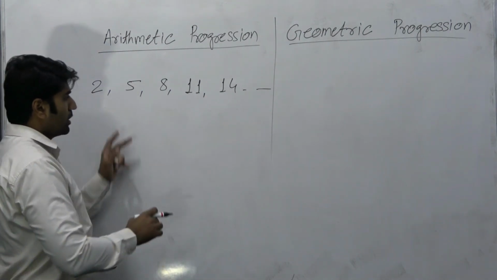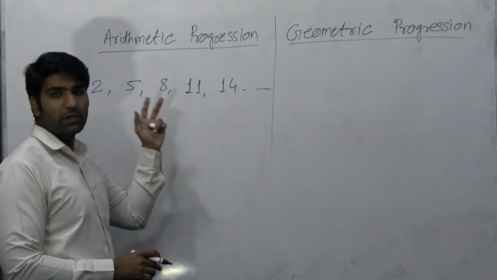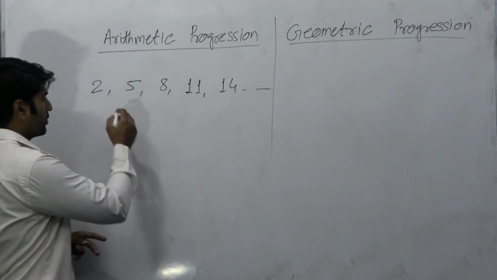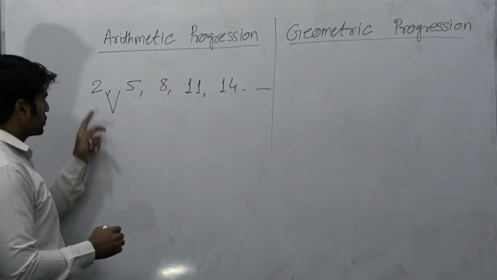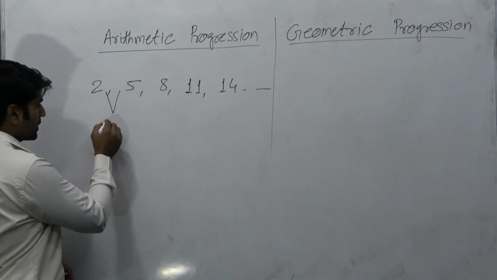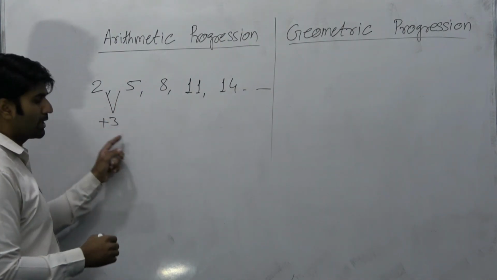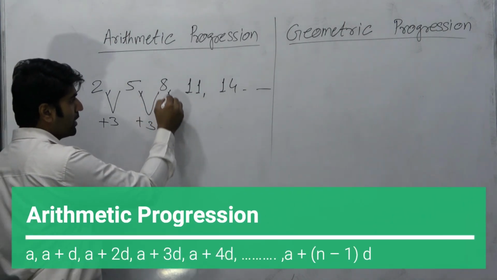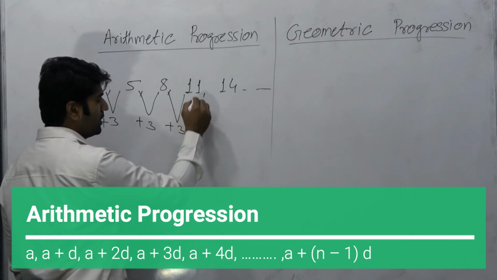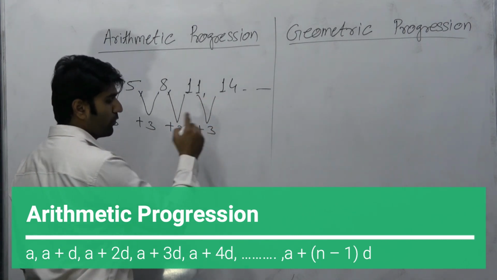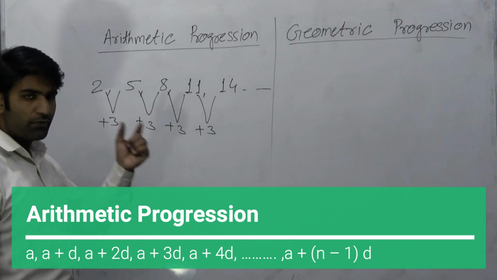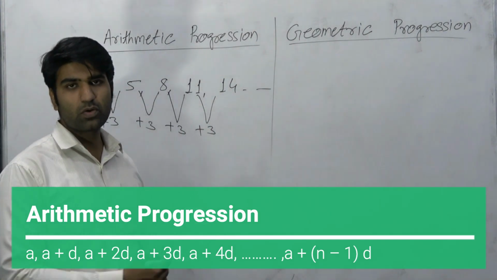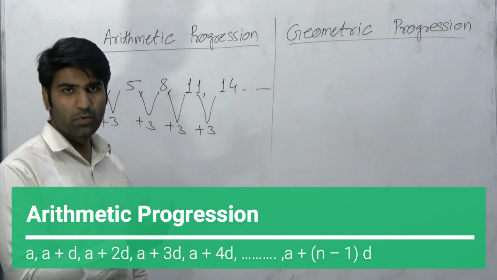So if we check the difference between any two consecutive numbers, that is constant. So 2 and 5, there is a difference of 3, means plus 3. 2 plus 3, 5, 5 plus 3, 8, 8 plus 3, 11, 11 plus 3, 14. So there is a difference which is constant throughout the series. Such type of series we call arithmetic progression.